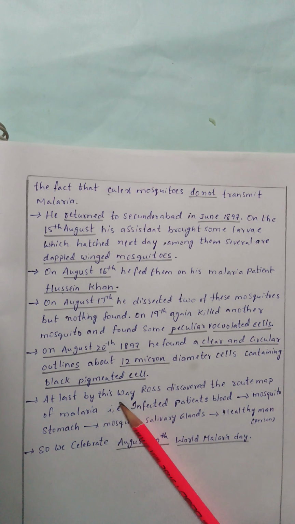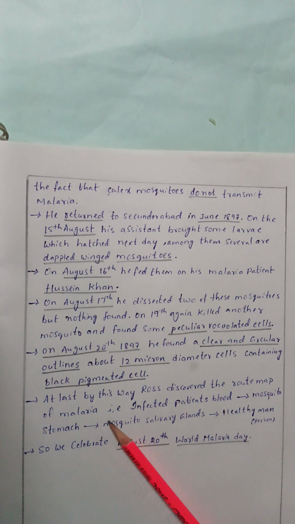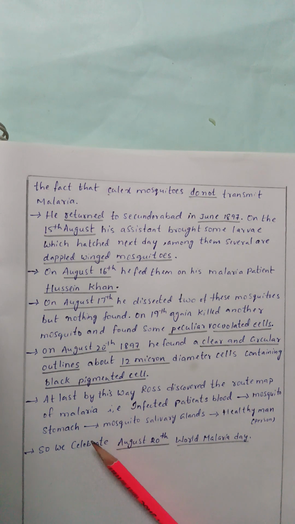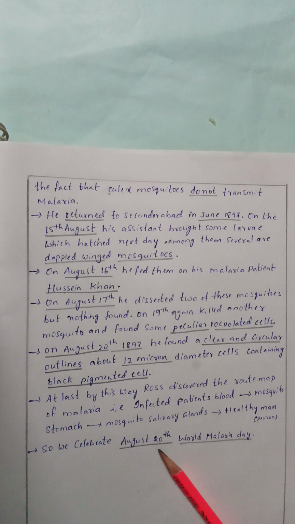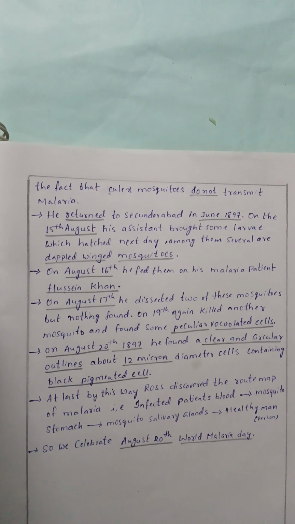At last, in this way, Ross discovered the route map of malaria, that is, infected patient's blood to mosquito stomach to mosquito salivary glands to healthy human being. So we celebrate August 20th as World Malaria Day. Here we have completed this lesson, story of microorganisms.